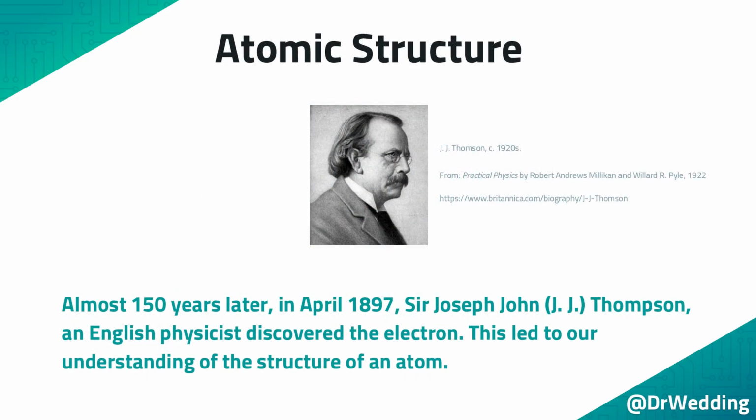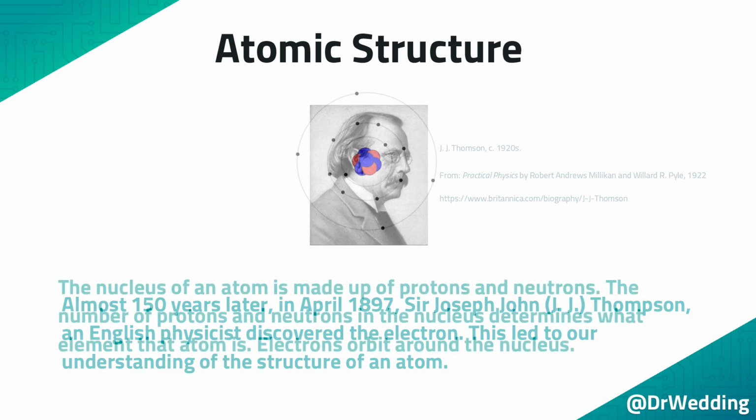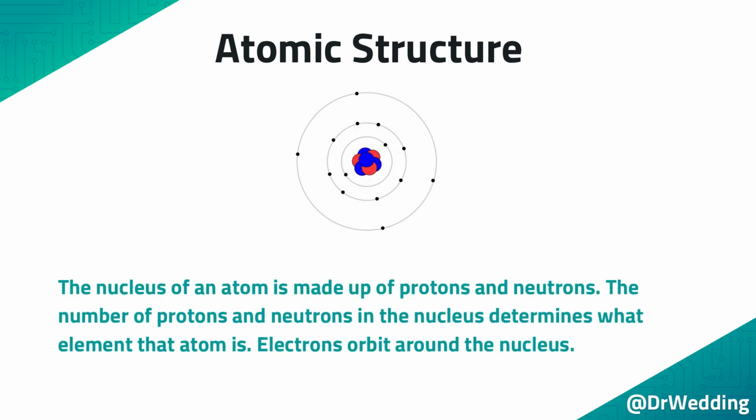Almost 150 years later, in April 1897, Sir Joseph John Thomson, an English physicist, discovered the electron. This led to our understanding of the structure of an atom. Today, the structure of an atom is so well understood it is covered in elementary school. The nucleus of an atom is made up of protons and neutrons. The number of protons and neutrons in the nucleus determines what element that atom is. Electrons orbit around the nucleus.